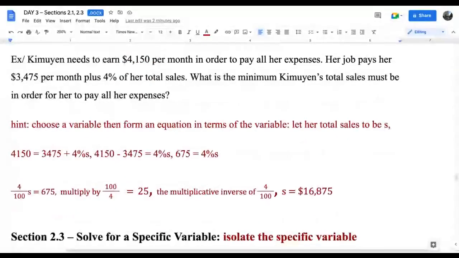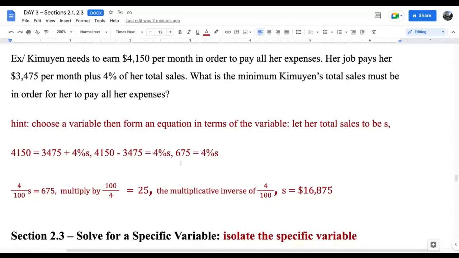Okay, keep moving. Let's see this one. So Kim needs to earn $4,150 per month in order to pay all her expenses. Her job pays her $3,475 per month plus 4% of her total sales. So this 4% is her commission. So what is the minimum total sales Kim must make in order for her to pay for all her expenses? Because this 4% depends on her sales, right?